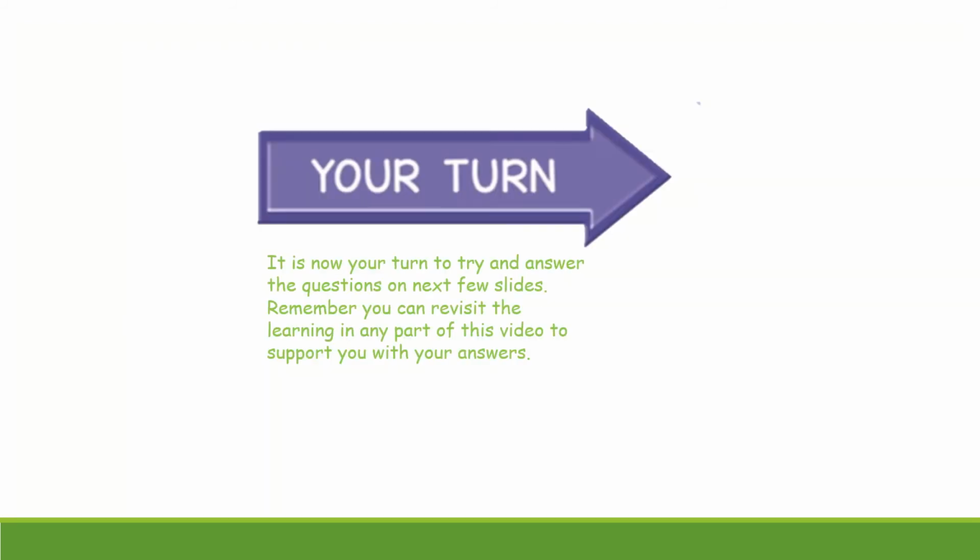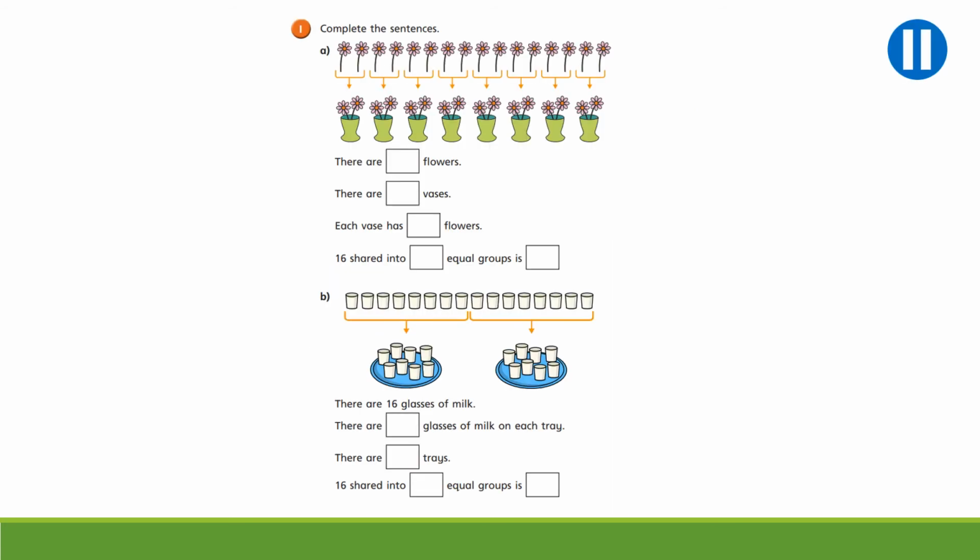It is now your turn to try and answer the questions on the next few slides. Remember to pause the video between each one. And you can revisit the learning in any part of this video to support you with your answers. Pause the video here to answer question number 1. It asks you to complete the sentences, and you can see that there are some flowers in the vases, and also B, with glasses of milk.